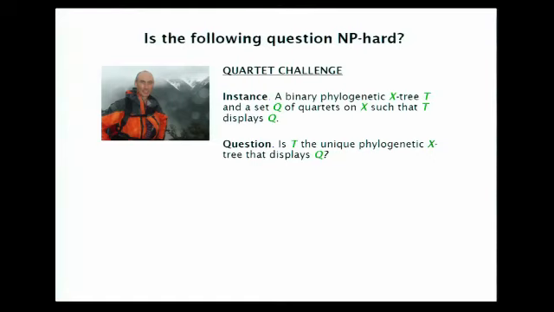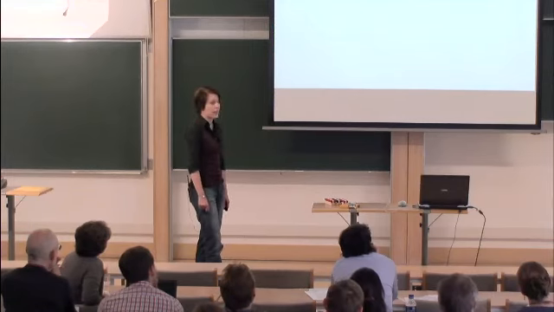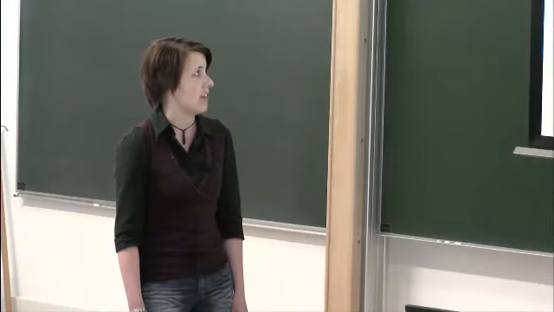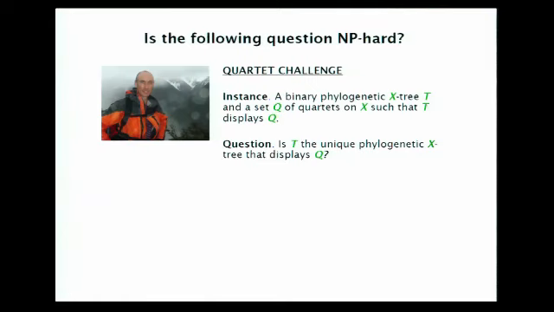He asked, what is the computational complexity of the following question? You're given a set of quartets, and additionally to that set, you are now also given a tree, and this tree displays the quartets. Then you want to know: is this tree the unique tree that displays Q, the set of your quartets, or is there another tree?